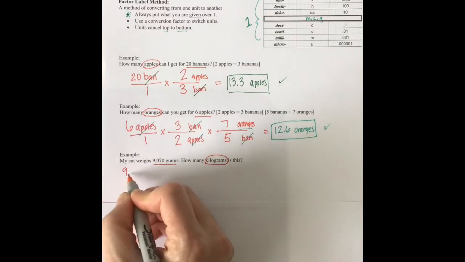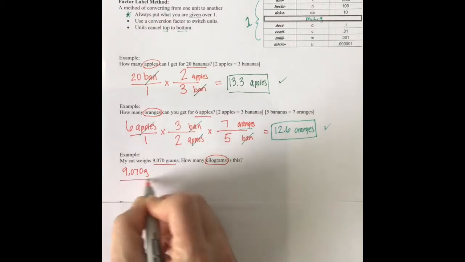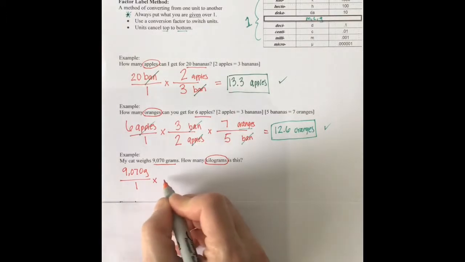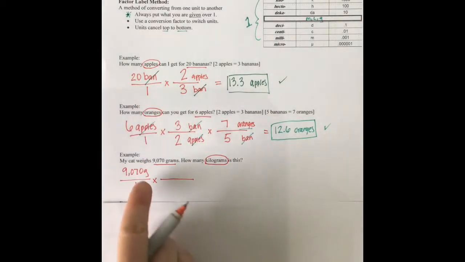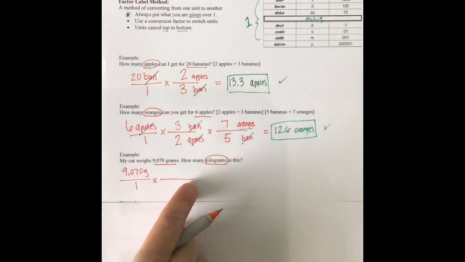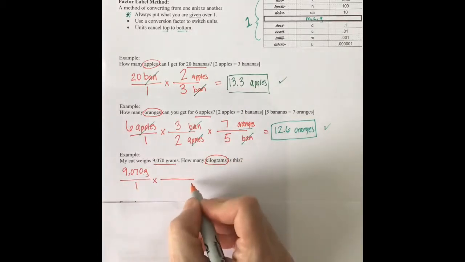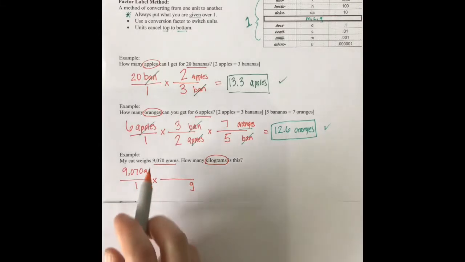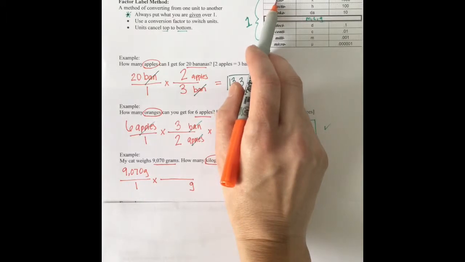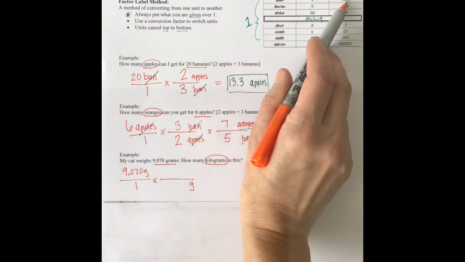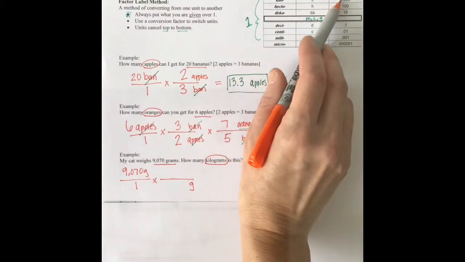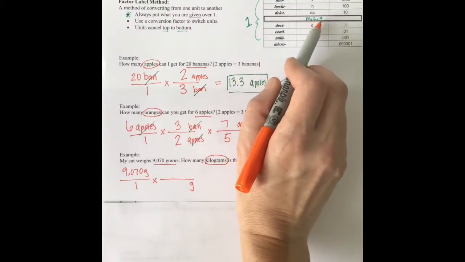Okay, so we're going to take our starting number with its unit, and we always put it over 1. Just like we did in the last two problems, we're going to be canceling units top to bottom. So if I don't want grams anymore, they need to come to the denominator so that they cancel. We have a conversion factor that we can use to switch from the prefix kilograms to grams. Remember, 1 kilogram is equal to 1,000 of whatever base unit, like grams.